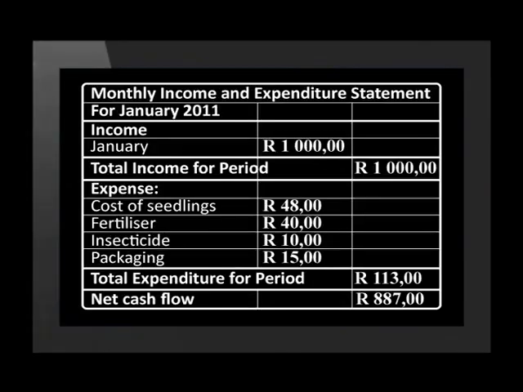Now let's look at the income and expenditure statement for January. At this point, Inga was able to harvest all 600 plants. When harvesting 600 plants, Inga had an income of 1,000 rand. His total expenditure was 113 rand. His net cash flow was 887 rand.